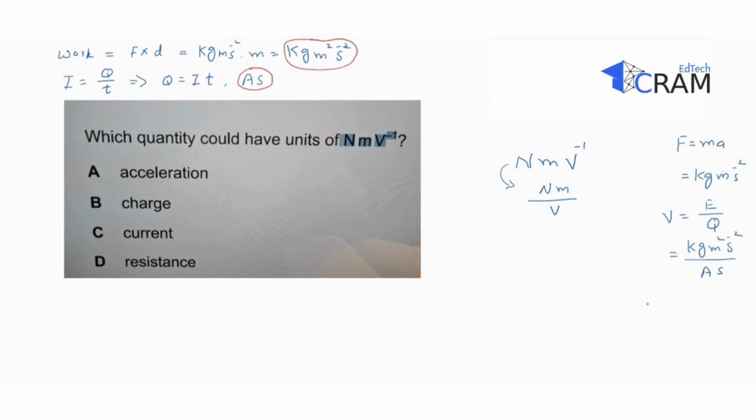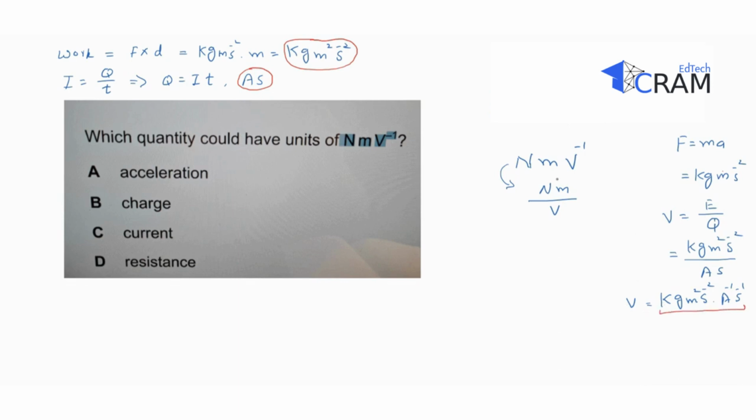If you simplify them, you can write it in this way as well: kilogram meter square per second square, amperes minus 1, s minus 1. What does it mean? You brought from the denominator to numerator. Now this is for volts, means base units for volts over here. This complete set you can see over here, this is for volts.